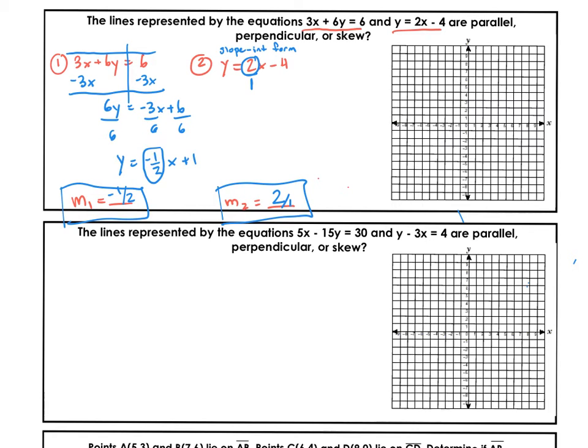These are negative reciprocals, so these are perpendicular. All right, so negative 1/2, 2 over 1. Those are negative reciprocals. So the lines are perpendicular because they are negative reciprocals. Okay. So that's it. You just write out your two equations, find the two slopes, write your conclusion.